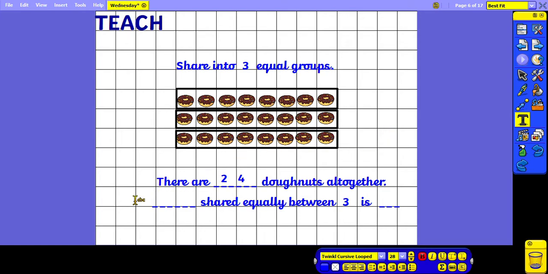So 24 shared equally between 3 is, so let's count how many we've got in one group. 1, 2, 3, 4, 5, 6, 7, 8.